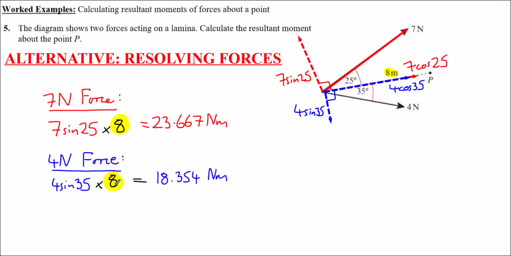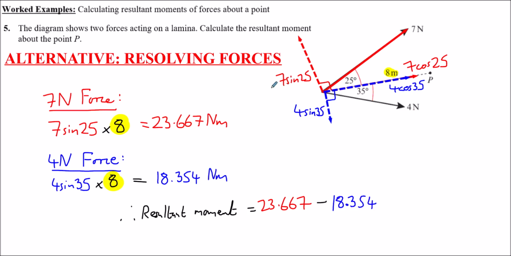So again, as before, the net moment will still be the same. So it'll be 23.667 subtract 18.354, which again, if you calculate this, will still give us 5.31 Newton meters clockwise.